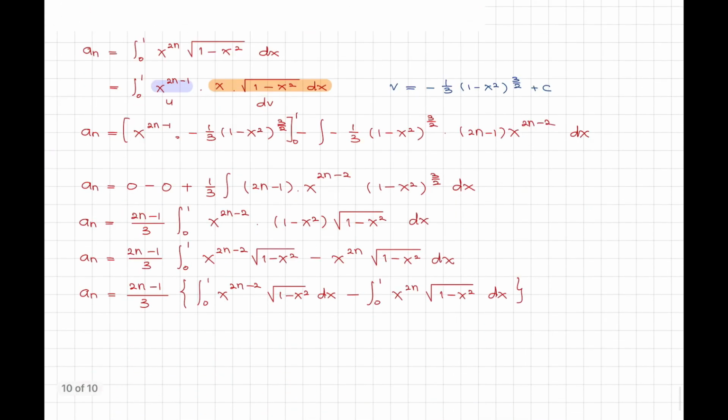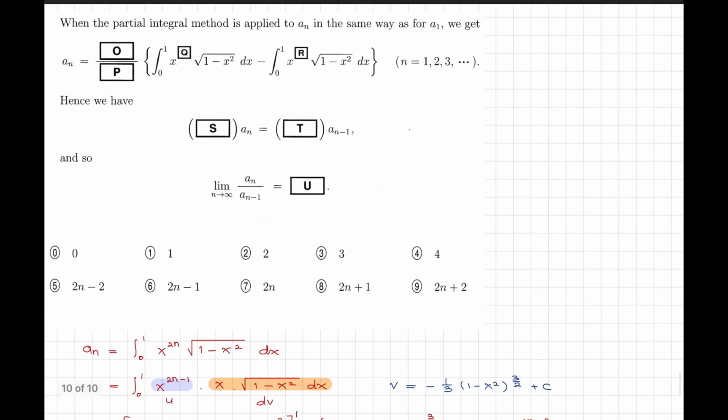So O is 2n minus 1, P is 3. So O is number 6. And then P is 3. 3 is number 3.